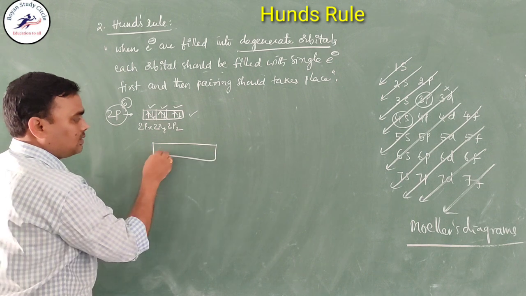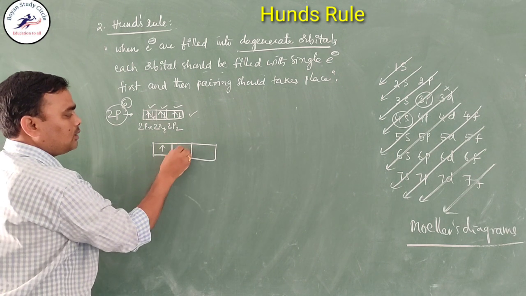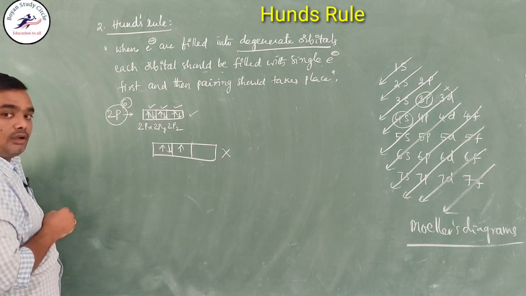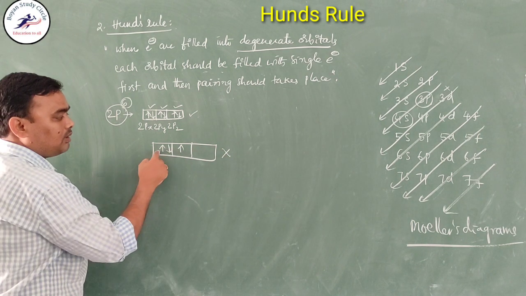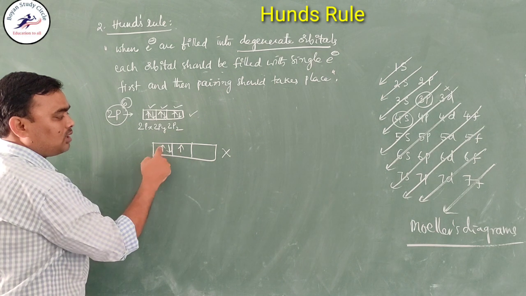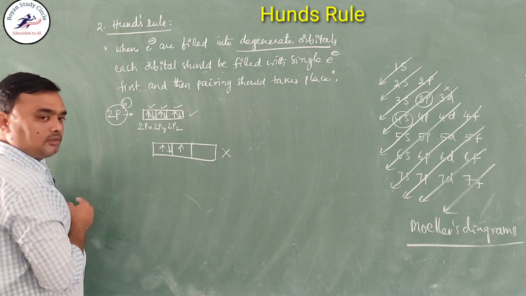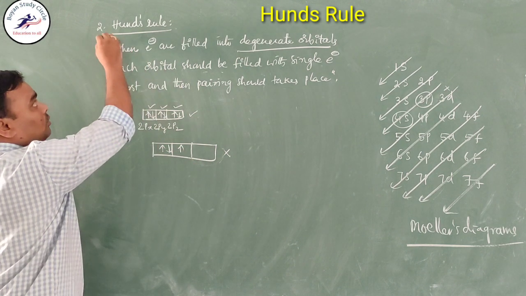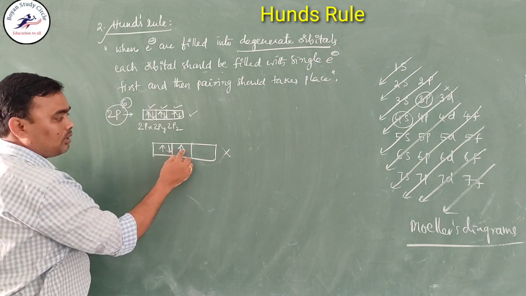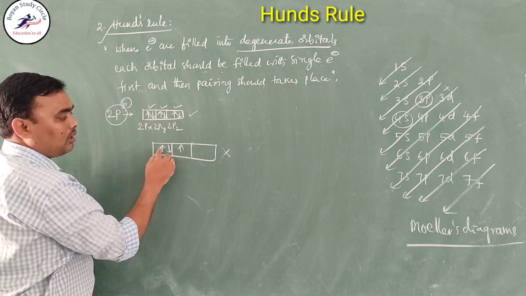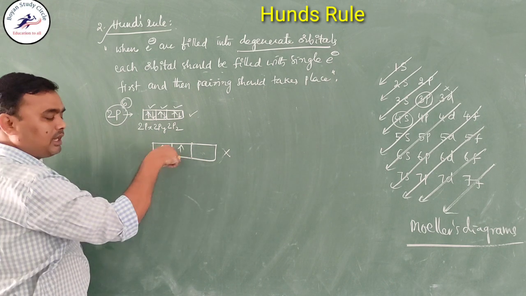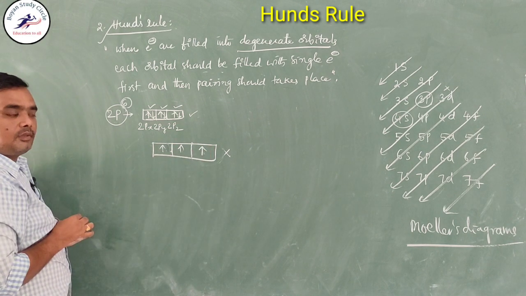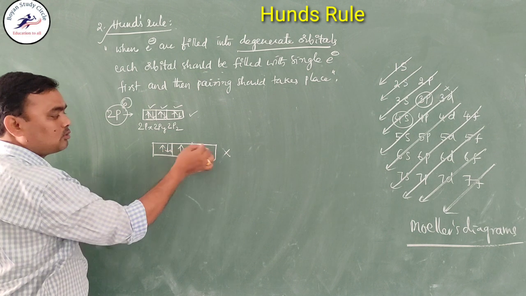So if you write like this, 1, 2, 3, according to Hund's rule, it is wrong, because you are not distributing equally into degenerate orbitals. Each orbital should be given 1 electron, but you are not giving 1 electron to this. So this is violating Hund's rule. According to Hund's rule, you have to fill each orbital with 1 electron first, and then pairing should take place. So what is the correct way to write this? This is the correct way, right? If you write like the other, this is a violation.